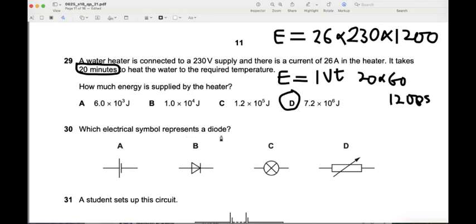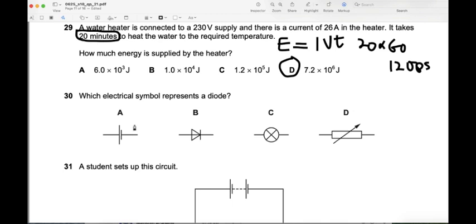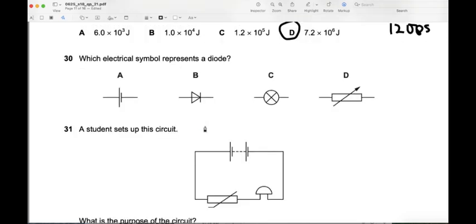Which electrical symbol represents a diode? This is a cell. This is a diode. This is a bulb. This is a light emitter, something like that. But this is the diode. Or you can say this is a variable resistor. So our answer here is B, a diode. The symbol that represents a diode is this one. So this is our answer, question 30.